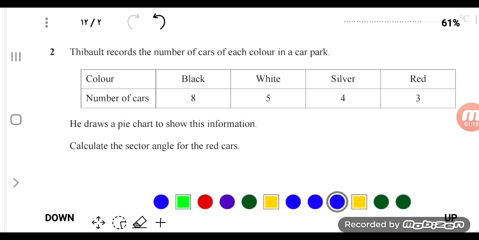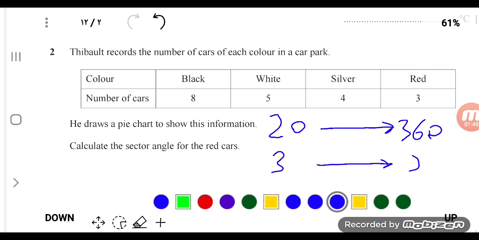Now to calculate the sector angle, we do proportion. We know that the sum of all colors is 20. So if you add all colors, you get 20: 8 plus 5 plus 4 plus 3. So this is 20, and this corresponds to 360 degrees, because that's the total of all angles in a pie chart. The red is 3. We write color and color, and the degree we don't know.